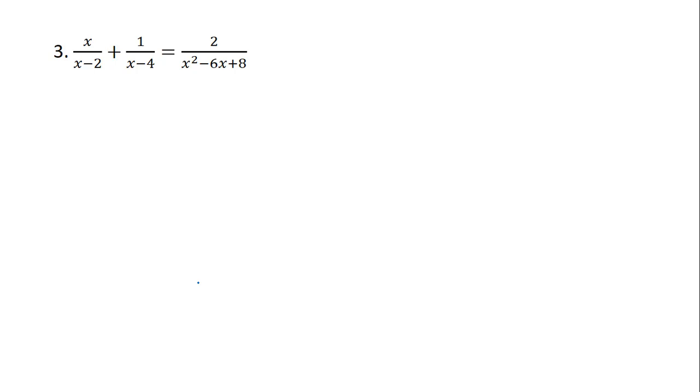Okay, so to start this, we need to factor x squared minus 6x plus 8, which factors as, no surprise, x minus 2 times x minus 4. The least common denominator is that product, x minus 2 times x minus 4. The restrictions are the values that make the denominator 0, which would be at 2 and 4, so x cannot be 2 or 4.